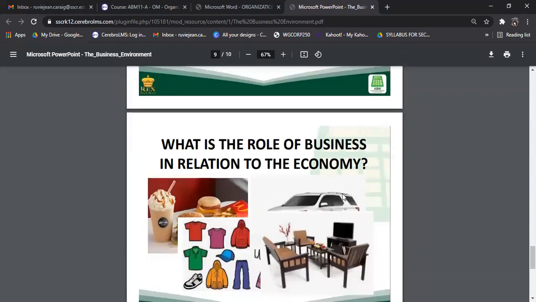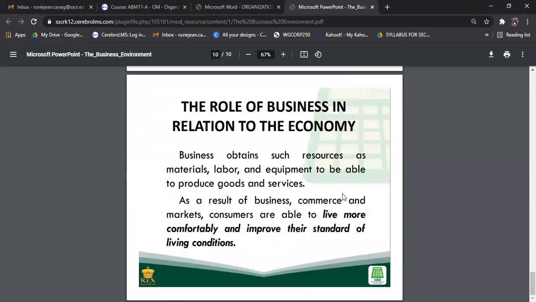Okay? Now, class, what is the role of business in relation to our economy? Ang mga business kasi, they obtain resources, materials, labor, and equipment for producing goods and services that are needed in our daily lives. So, pag walang mga negosyo, syempre, wala tayong pagbibilhan ng food, wala tayong pagbibilhan ng damit, ng services. 'Di ba? Kung wala yung mga negosyo na 'yan. Di naman natin kayang gumawa ng sarili nating sapatos, ng sarili niyong upuan. 'Di ba? Di natin kayang gumawa ng mga Wi-Fi towers, 'di ba? So therefore, yun yung isa sa mga importansya ng business sa ating ekonomiya.